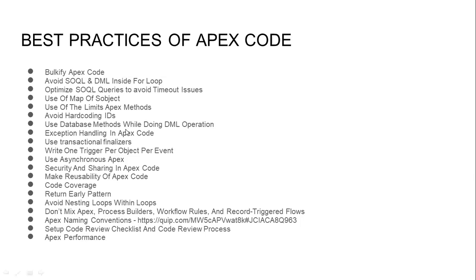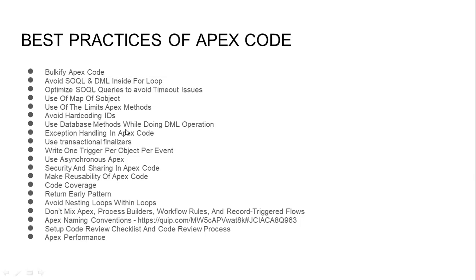Next is the use of transactional finalizers. I believe most of you won't be familiar with that. Finalizers are a special interface that Salesforce introduced, which is applicable to queueable. When you want to know when a queueable class that you have written is executed, you use transactional finalizers. Through that, it helps you do the exception handling, have a retry mechanism, and all of those.